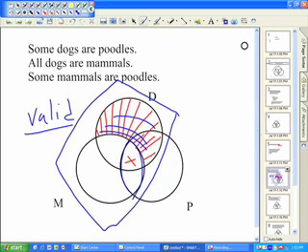That's really important. If we put shading into the M part, that's not what the statement's saying. It's not saying anything about no mammals. It's just saying that it's impossible for something to be a dog and not a mammal. All right? We need to know how to isolate the two. Right. You only look at the two circles.